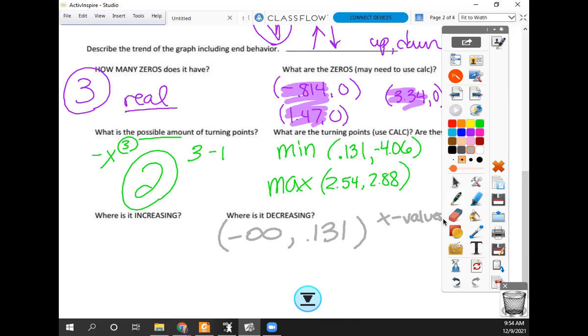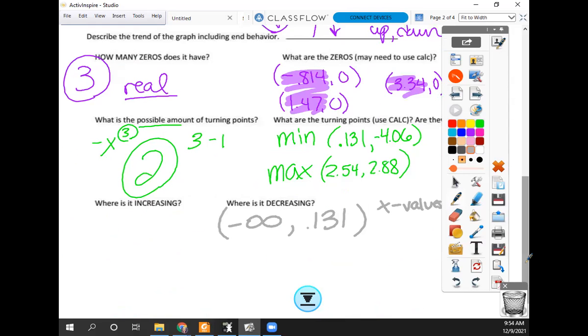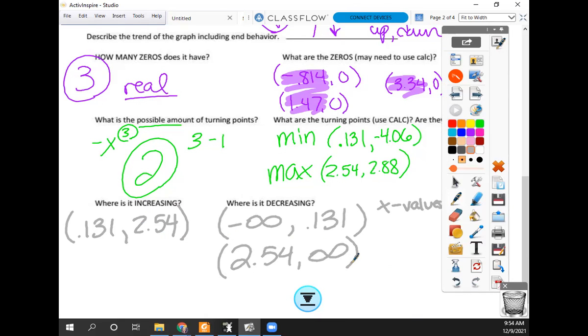Then it increased. Well, it increased from here to here. In between these two numbers, it increased. So 1.31 is where it started its increase, and then 2.54 is where it ended its increase. Because once it reached 2.54, it started decreasing again, and it decreases forever. So 2.54 to positive infinity. So there's the decrease, increase, decrease.